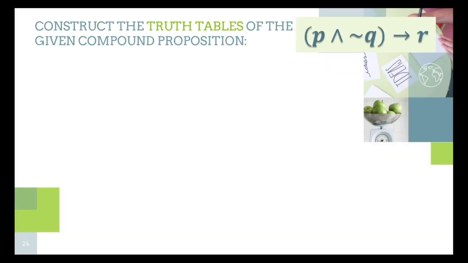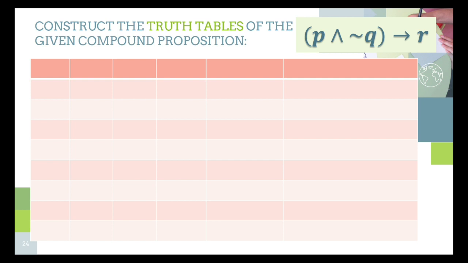Next, we have P and not Q, then R. In here, we have three variables, P, Q, and R. That would give us 8 possible combinations of their truth values. It's basically 2 times 2 times 2. That's why we have 8. So we need to find the P, Q, and R combinations. And then we also need not Q. Then we combine it with P and not Q. And then we have the conditional P and not Q, then R.